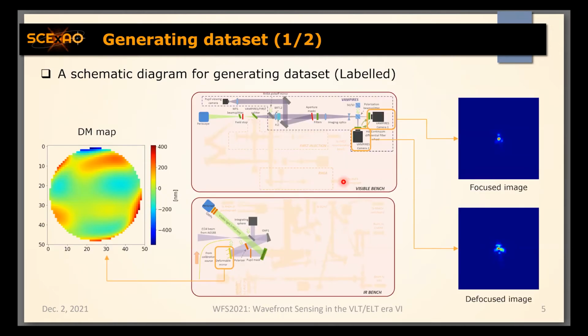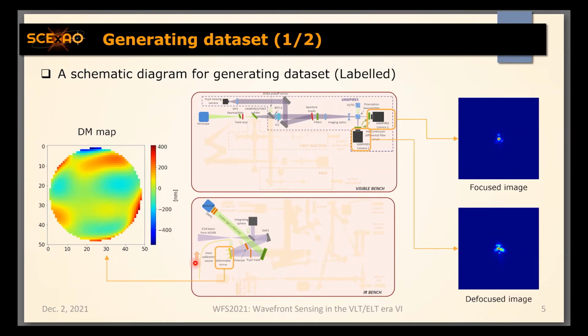But for that, we need 2 pre-processes. One is the dataset generation for training, and two is training the model using neural networks. I'm going to show the generation of the data set first. These 2 boxes in the center show the schematic diagram of the SCExAO bench. The top one is the visible and the bottom one is the infrared bench, but I only highlight the optics that I used. To generate the data set for training, I used the internal source, the DM and 2 visible cameras.